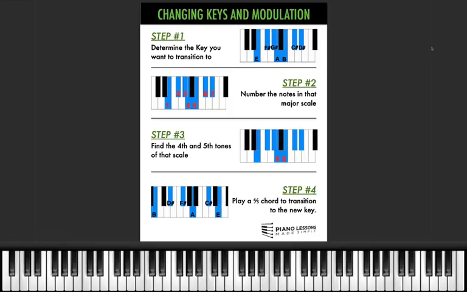And then the third step in this process is you have to find the 4th and the 5th tones of that scale. So we go back to the numbers: 1, 2, 3, 4, and 5. So we have G and A as our 4th and 5th tone. G is the 4th and A is the 5th. So those are the two tones that you're going to be focusing on, the 4 and the 5, G and A. So that's step number 3.